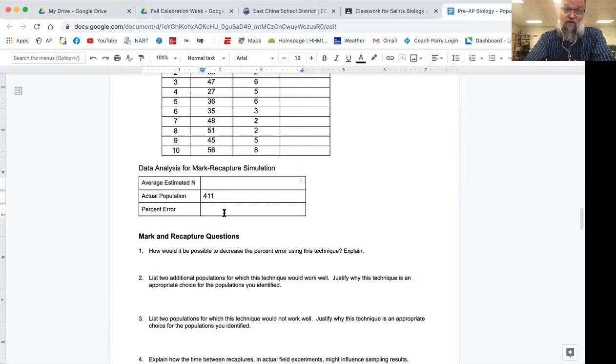5% is acceptable. That means that your estimate is pretty darn accurate to your actual. So if the DNR goes out, they want something that's going to be within about a 5% error. They don't want something that's going to be 30-40% error, because that's not real reliable. So small samples don't work well.